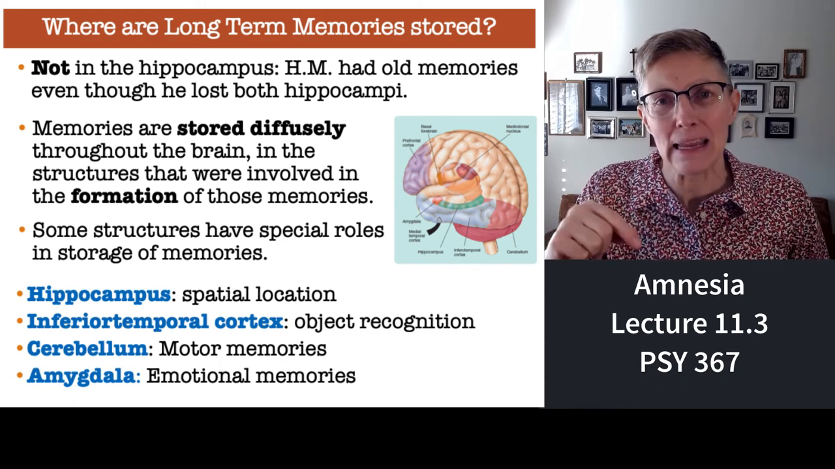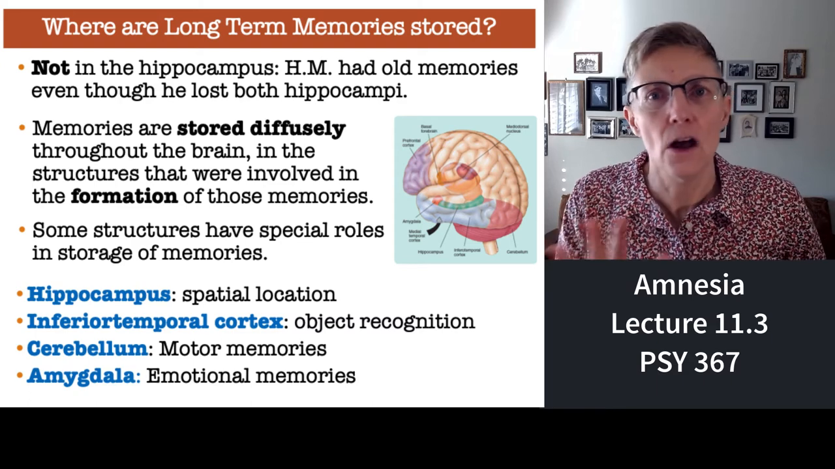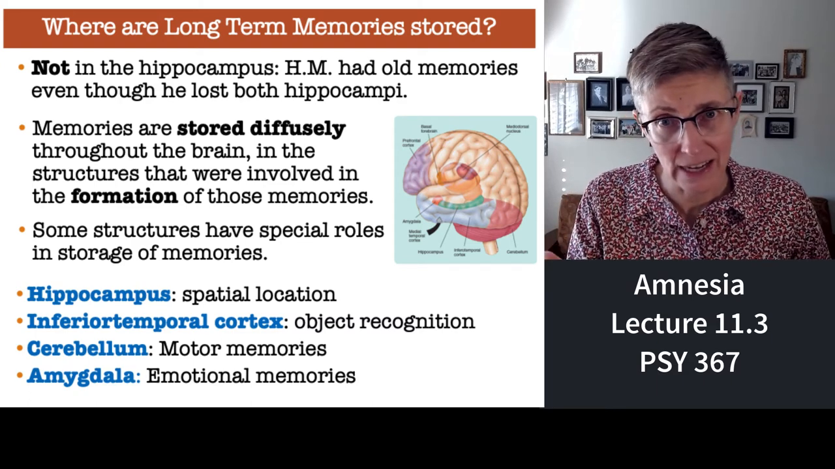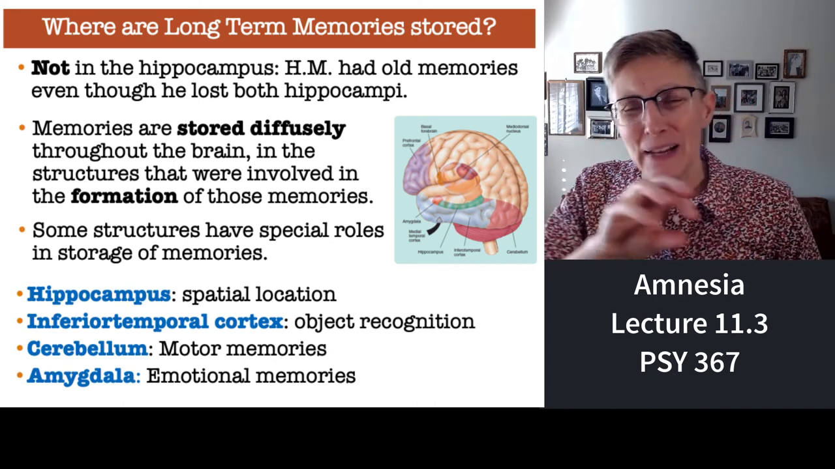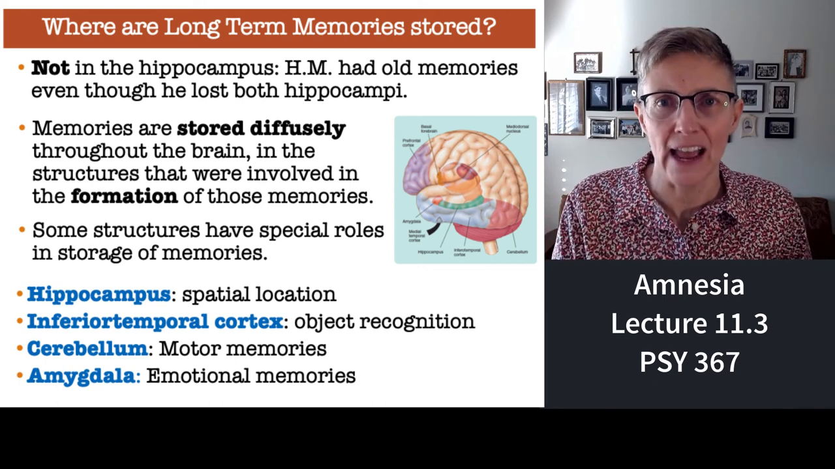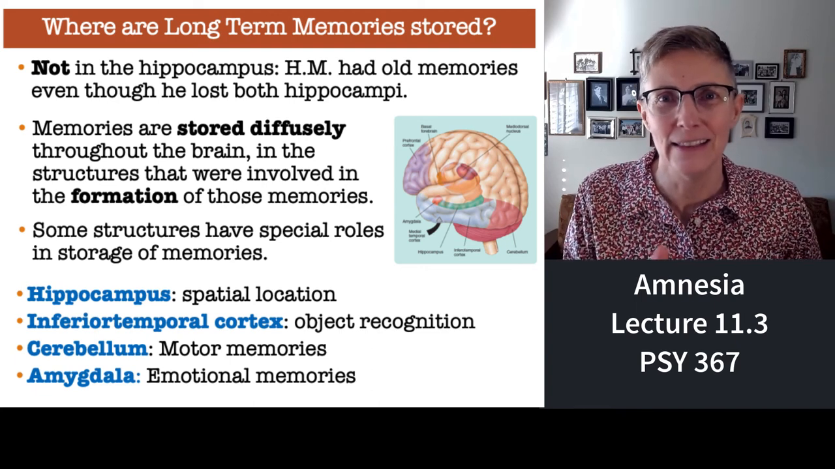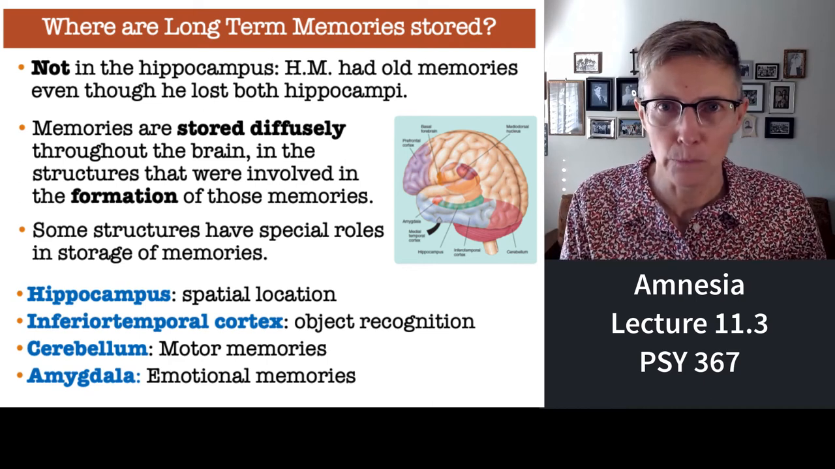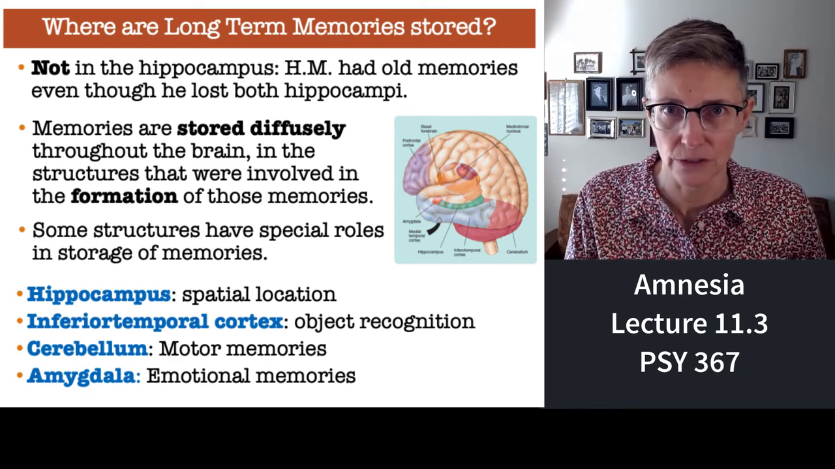is the hippocampus where long-term memories are stored? No, that's not how it works. We know that the hippocampus is very important for consolidating, taking short-term memory information and moving it into long-term memory, but it's the consolidation process. Now, it turns out there is a category of long-term memories that do live in the hippocampus. We haven't talked about them yet. They're hippocampal place cells, and they're very good at remembering spatial locations.